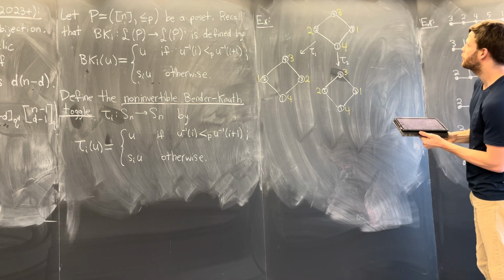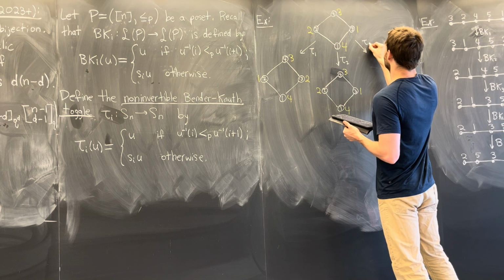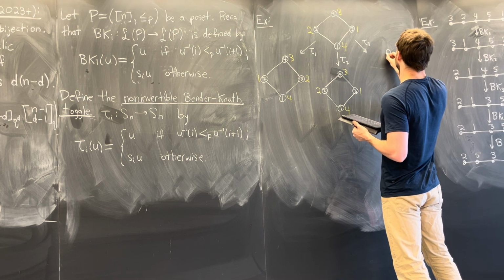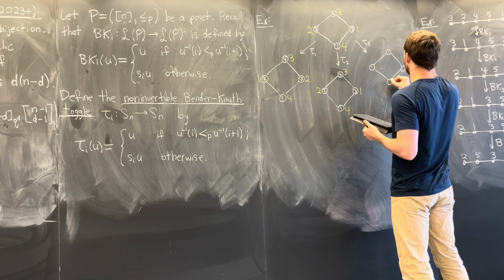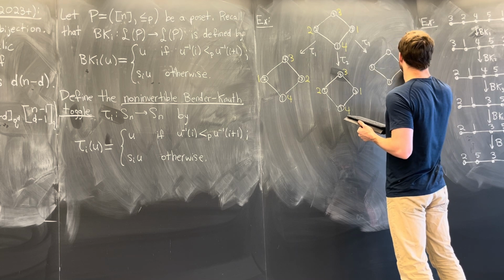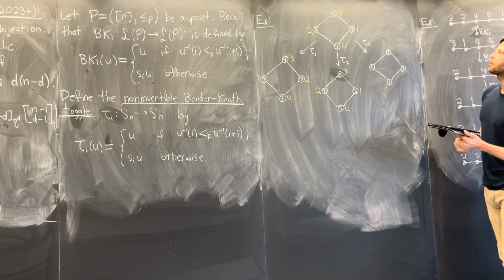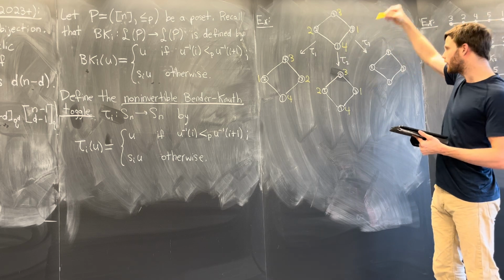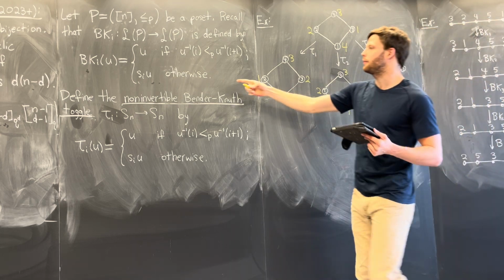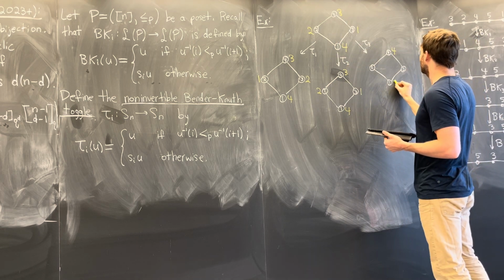And then I can do tau 3, and this will be different from before. So tau 3 says, look at 3 and 4. 3 is not below 4. It's actually above it in this case, so I swap them. So here 3 and 4 get swapped like this.